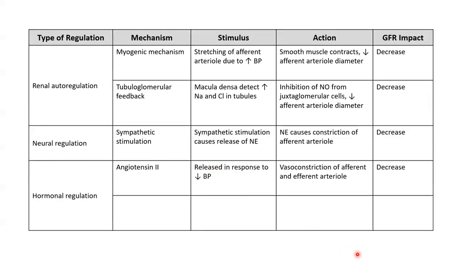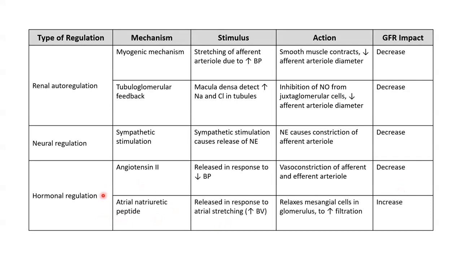So again, recapping that information for you in the table, we have our hormonal regulation, we have angiotensin II. It's released in response to a drop in blood pressure. It causes vasoconstriction of the afferent and the efferent arteriole. We have reduced blood flow into the glomerulus, that reduced glomerular blood hydrostatic pressure, and our reduced glomerular filtration rate.